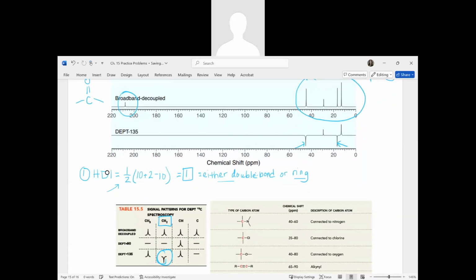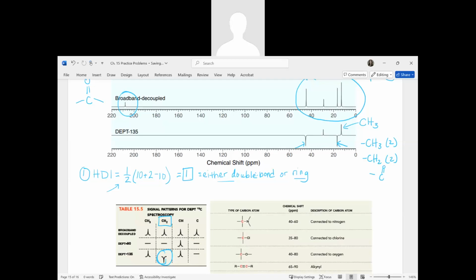Based on the number of protons in our compound, the other 2 signals must then be methyl groups. So we know that we have 10 protons total. We have only 4 used here with these 2 methylene groups. So that means that these 2 must be methyl groups, CH3s, to account for all 10 of our protons. So now that we know what our groups are, we have 2 CH3 groups, we have 2 CH2 groups, and then we have our carbonyl.